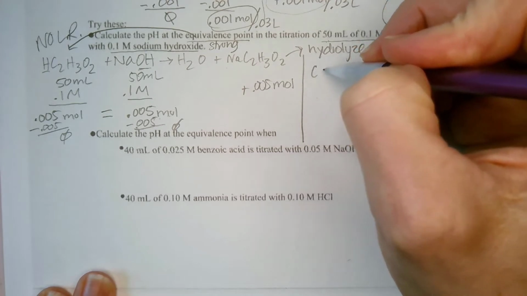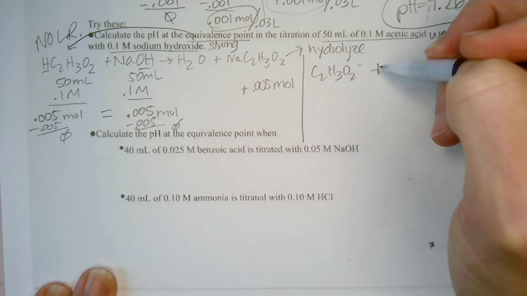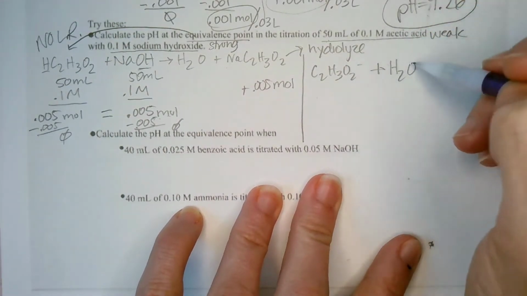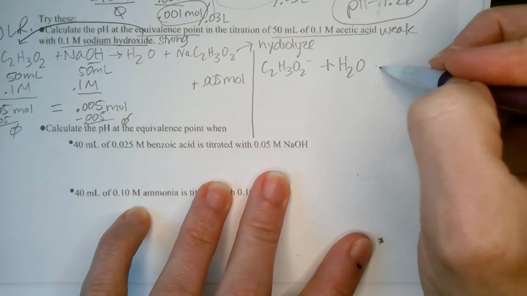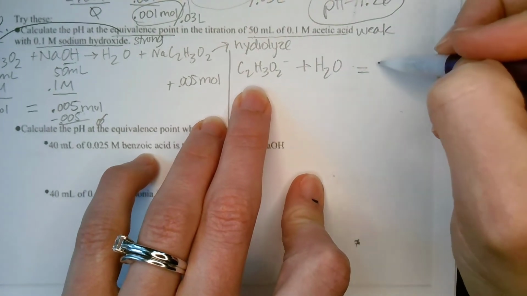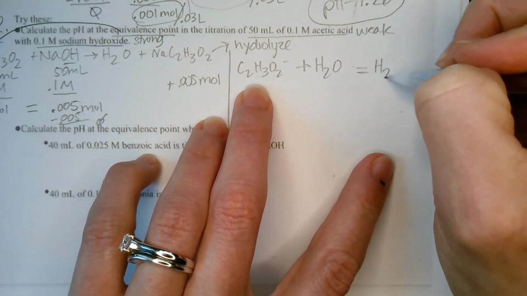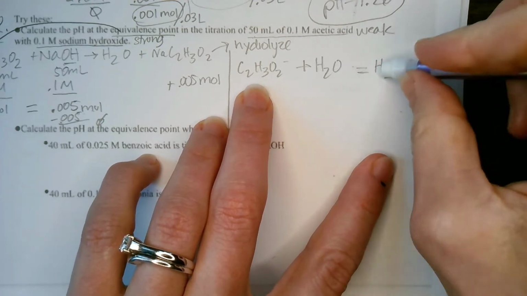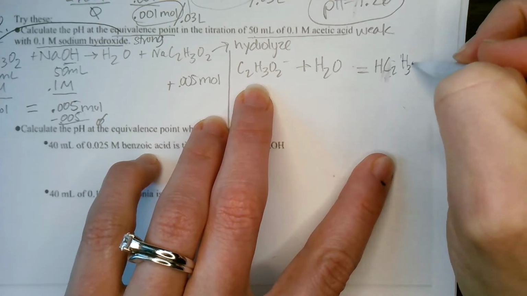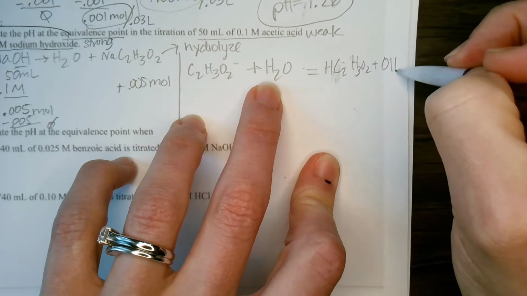So my acetate, C2H3O2 minus, added with water, is going to go through hydrolysis. And what do we get? We get an equilibrium where one of my H's makes this back to its parent of acetic acid, not H2, HC2H3O2, and that donated one H, so I'm left with hydroxide.